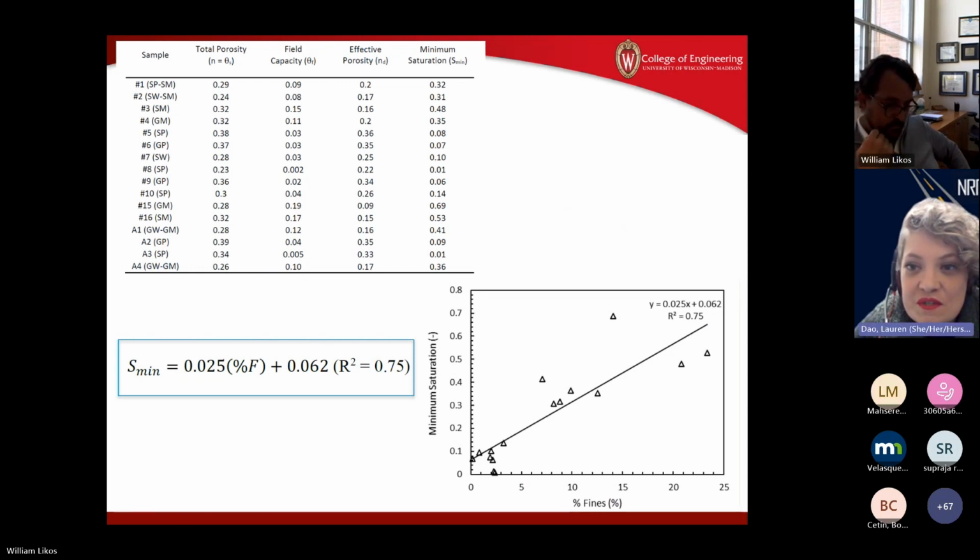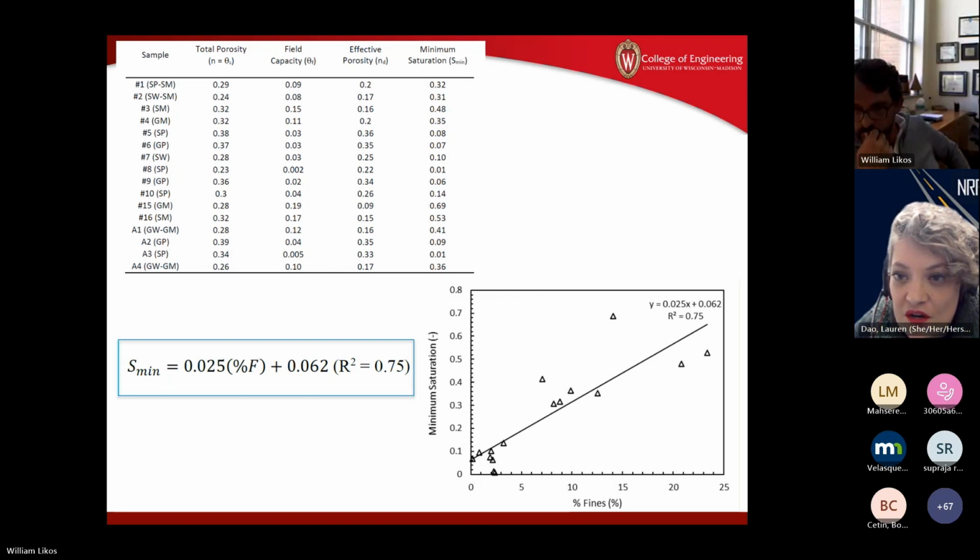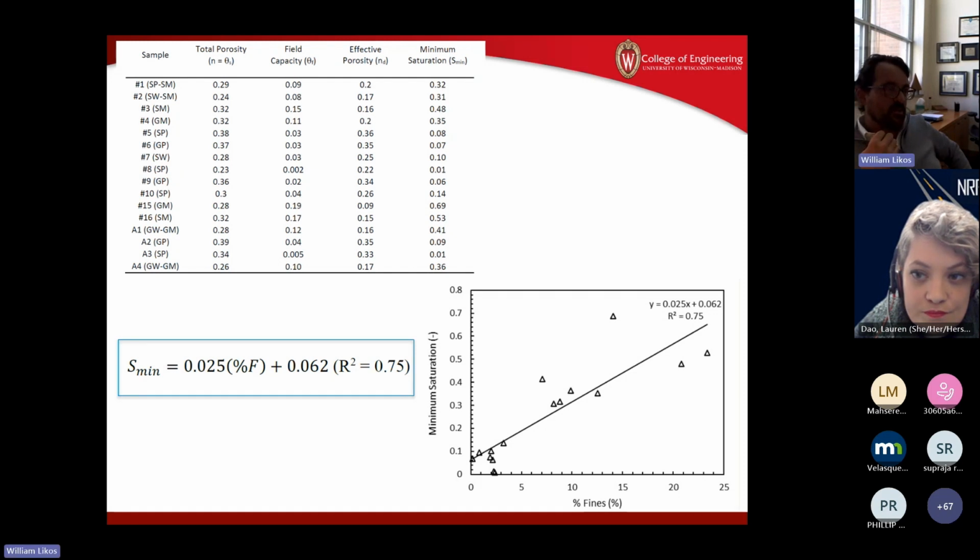All right. And then our other question came from Deepak. How do you relate to degree of compaction? Yeah, so degree of compaction.